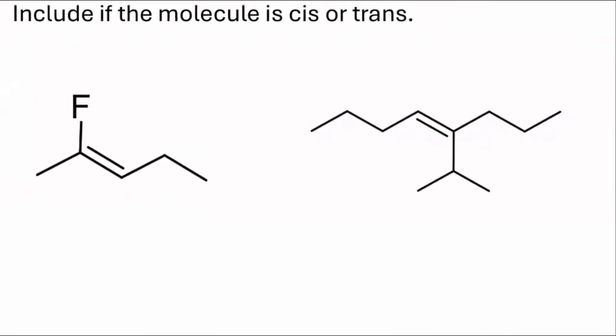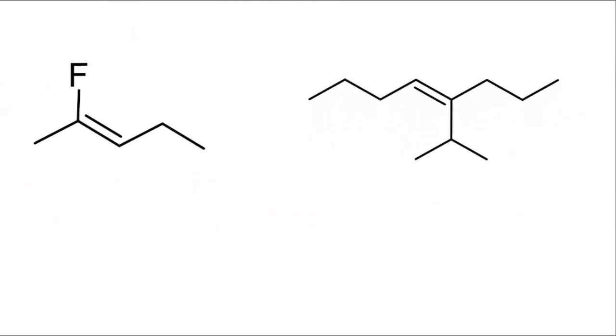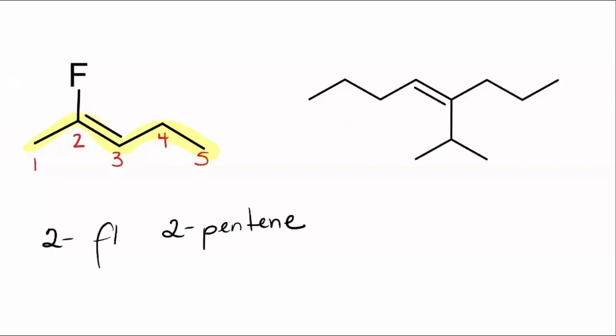Let's name the following alkenes. If we look at the first alkene, my longest continuous chain of carbon atoms is this one, where we have 1, 2, 3, 4, 5 carbon atoms. So this is 2-pentene. And at position 2, I have a fluoro group.